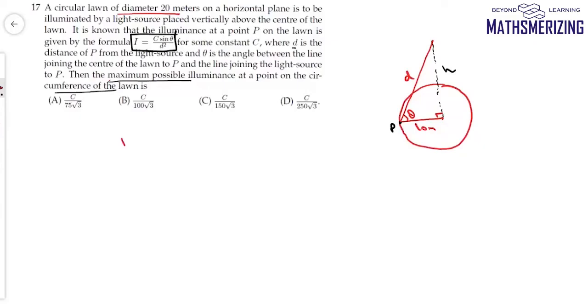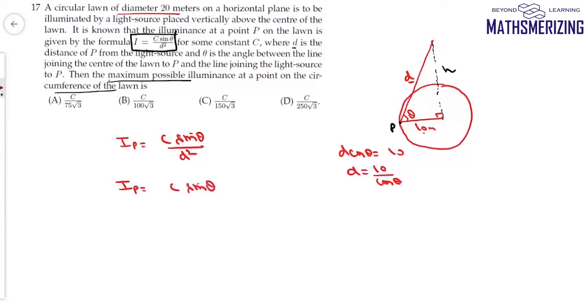Now illuminance at any point P is given by c sin theta upon d square. Now we need to express this d in terms of theta. So we know that d cos theta is 10. So basically d is 10 upon cos theta. So I can write this illuminance at point P as c sin theta into cos square theta divided by 100.